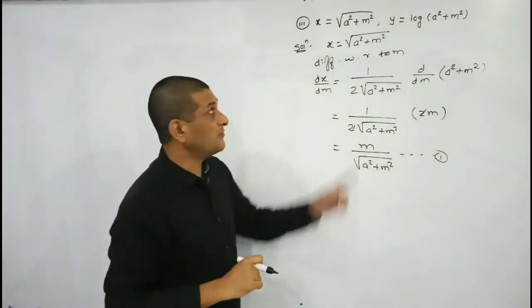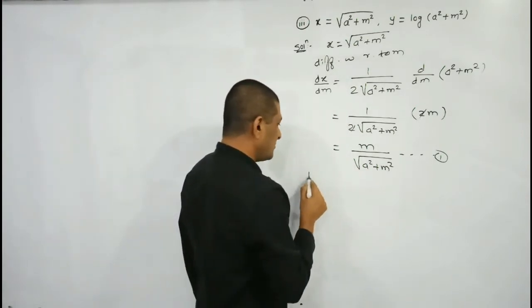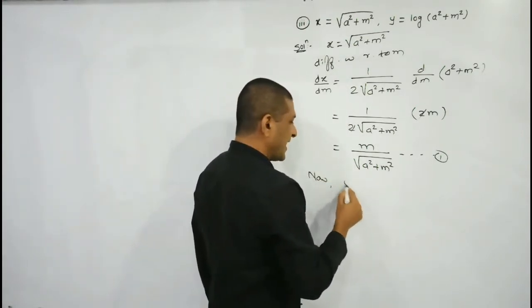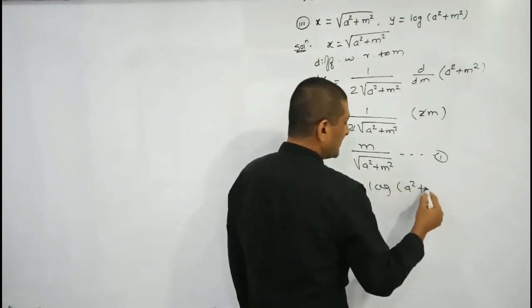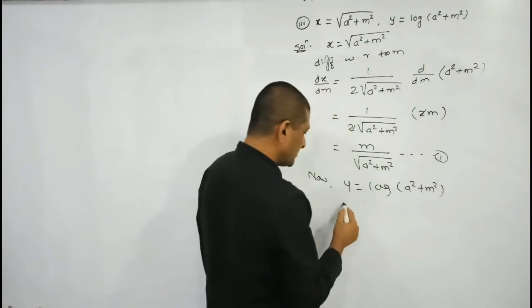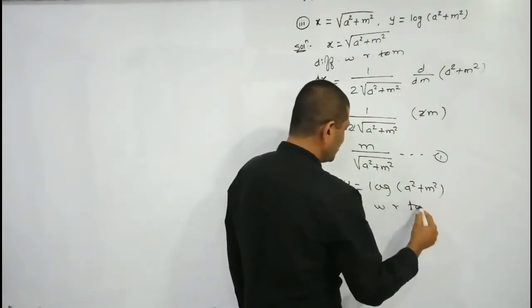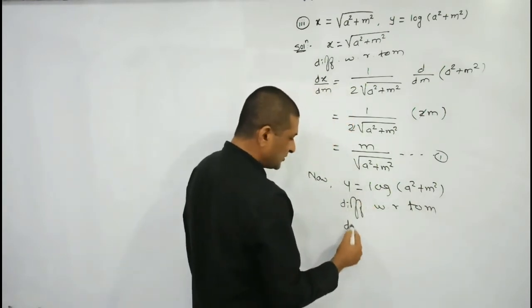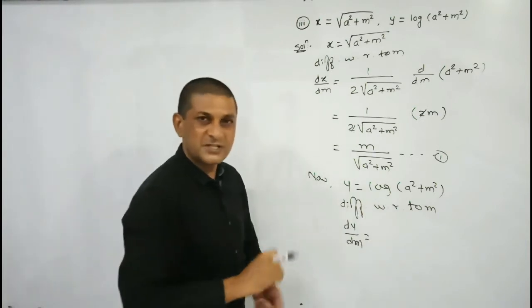So the derivative of x is known to us. Now we are finding the differentiation of y. So now consider the value of y is equal to log of a square plus m square, isn't it? So differentiate it with respect to m. The derivative of y with respect to m is denoted by dy by dm. So let us try to find out its differentiation.